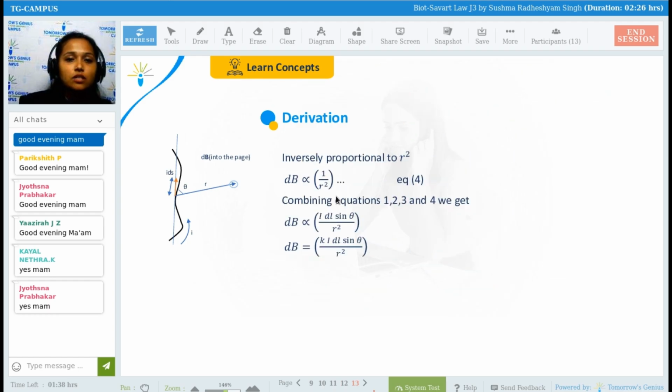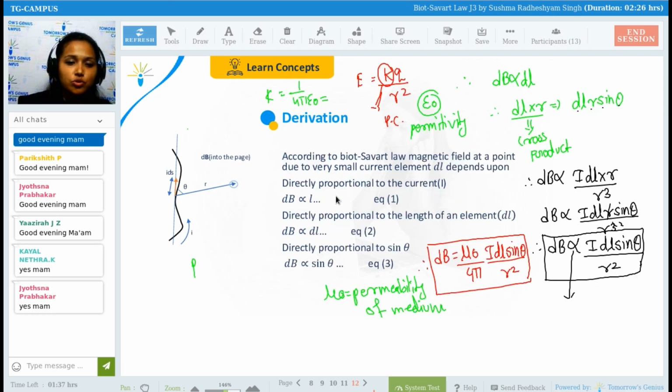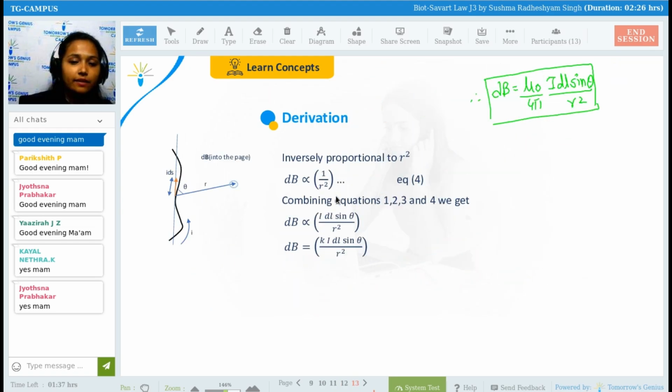Clear this? So see, according to your derivation, we simply get dB. So dB is equal to mu naught upon 4 pi I dl sine theta over r square, and this mu naught by 4 pi is called the permeability of the medium. And what is sine theta? So see students, in this diagram, this component describes your angle theta, and this is simply I dl. Okay, so this is your theta angle. Clear it? Clear these points, all of you?